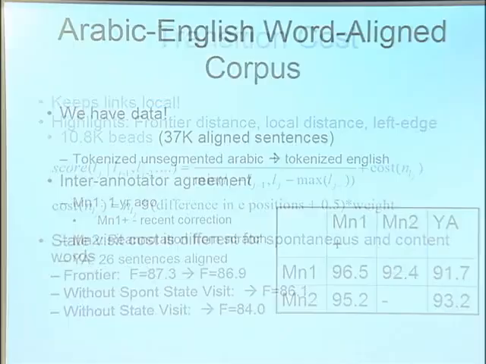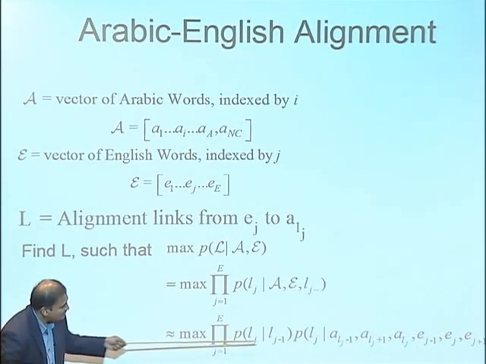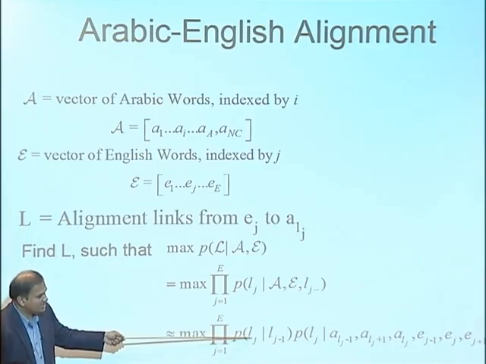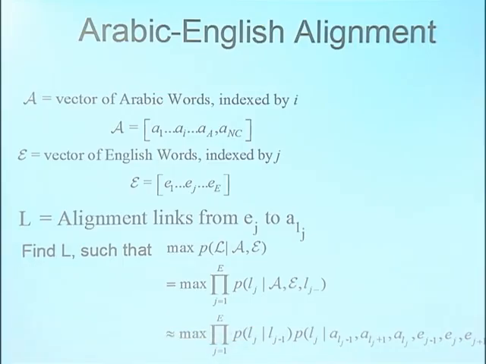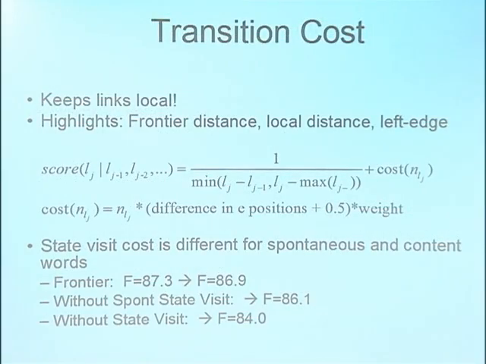Okay, so like I said, in our model, we have this language model or transition model on the link decisions and an observation model. So we're going to talk about that transition distribution first. That transition thing is, once you've aligned an English word, then probably the next English word is going to align somewhere close to the original decision. That's the intuition behind it.